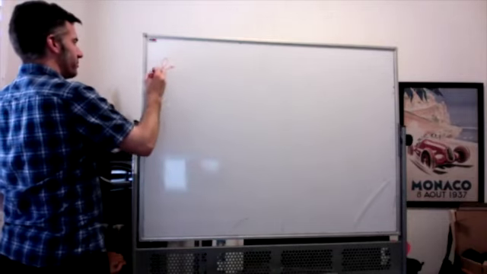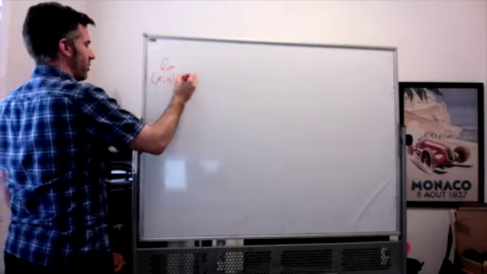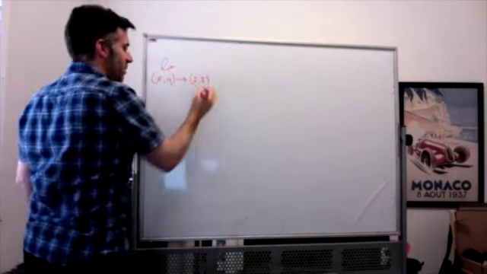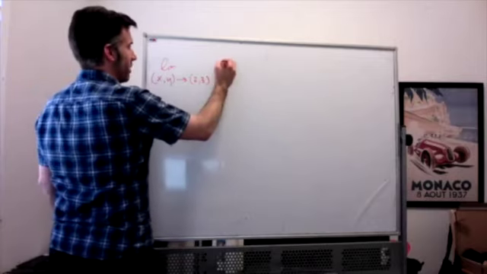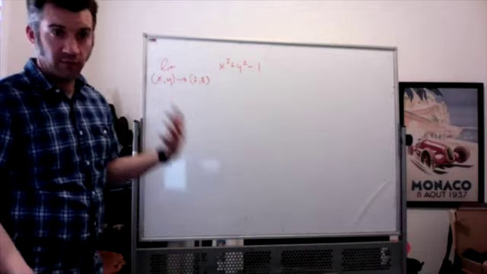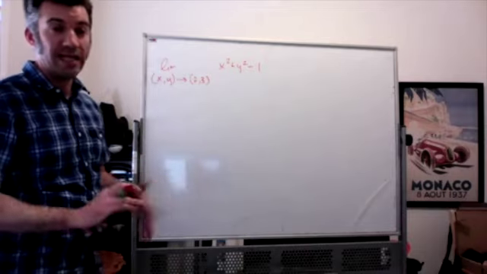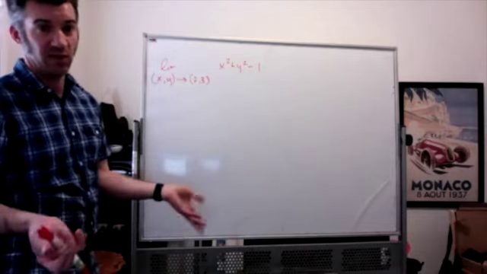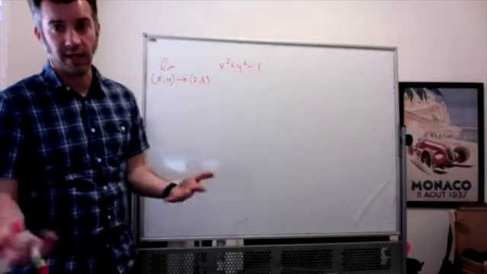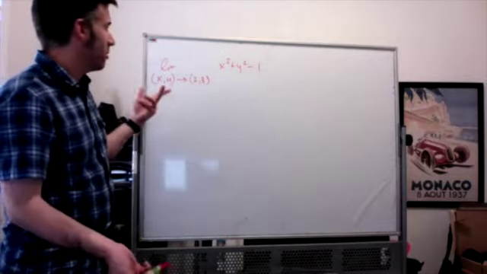What's the limit as (x, y) approaches the point (2, 3) of x squared plus y squared minus 1? Well, that's pretty straightforward, right? There's no weird undefined. Most limits we saw in 21A, usually you're getting some 0 over 0 garbage and you had to do some factoring and canceling, whatever.